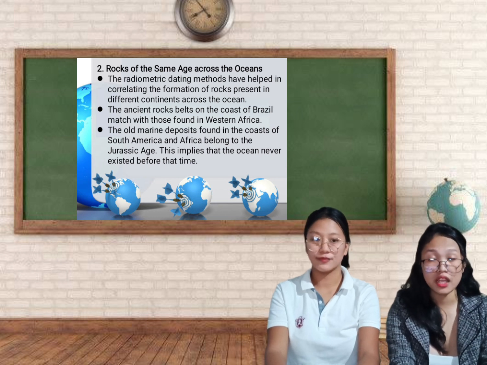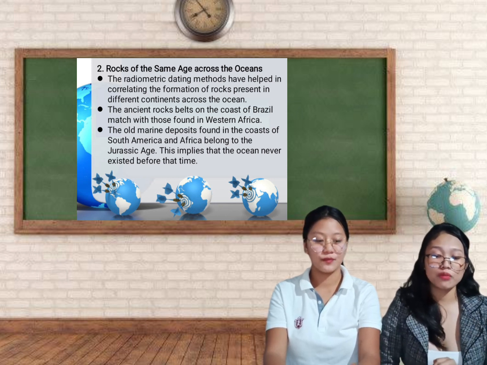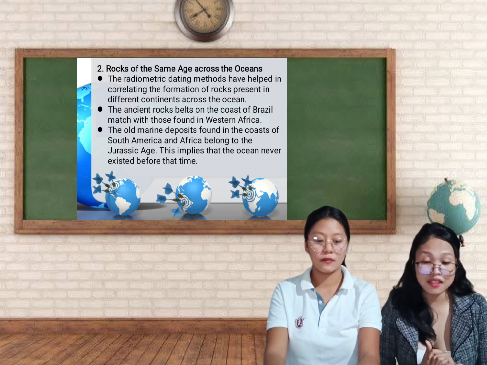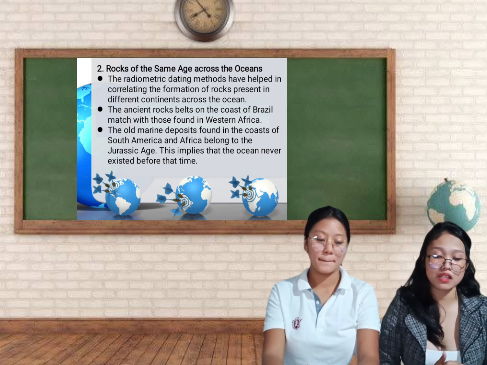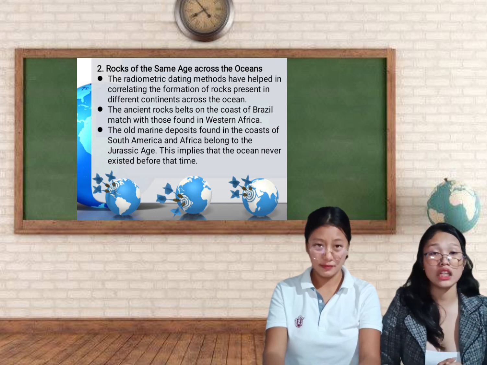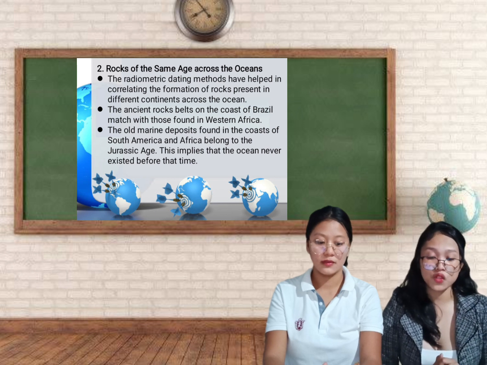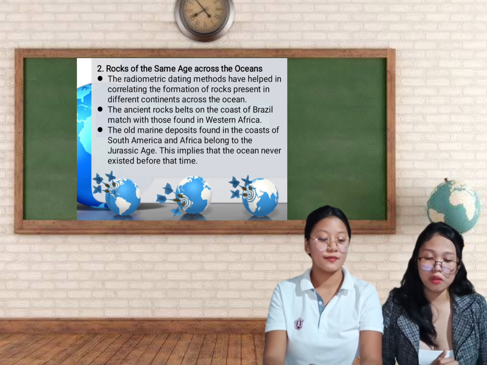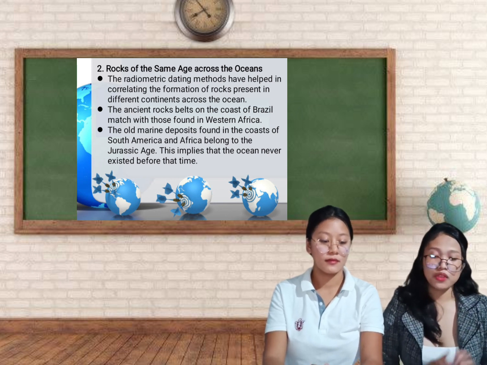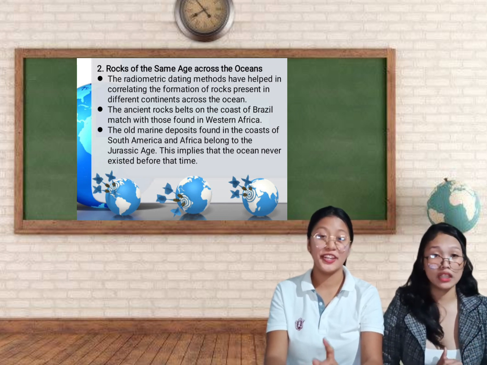Second is rocks of the same age across the ocean. This also supported the theory. The radiometric dating methods have helped in correlating the formation of rocks present in different continents across the ocean. The ancient rock belts on the coast of Brazil match with those found in Western Africa. Also, the old marine deposits found on the coasts of South America and Africa belong to the Jurassic Age. So imagine that, class. This implies that the ocean never existed before that time.